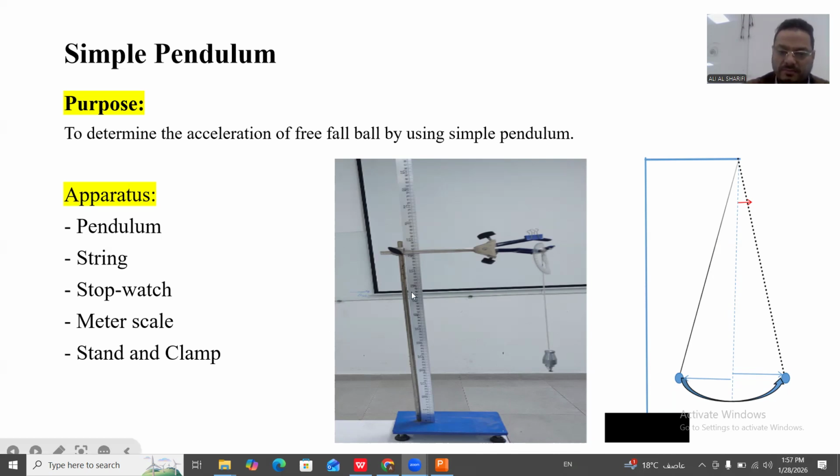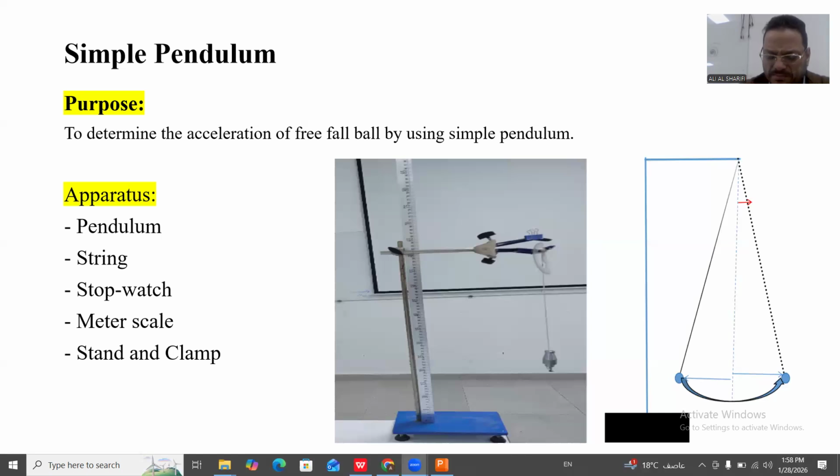We have a pendulum, this mass, this iron mass, it doesn't matter. The string, this is the string, but the most important thing is that the difference between these two masses, the iron mass and the string mass, should be huge, to give us the opportunity to ignore the string mass, the stand, the clamp, and the meter scale.